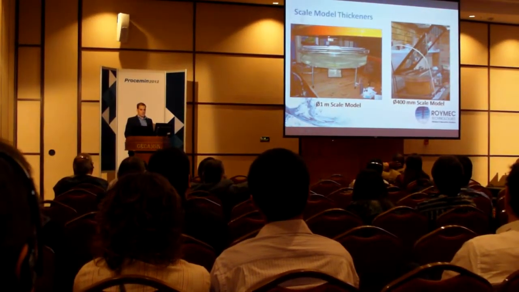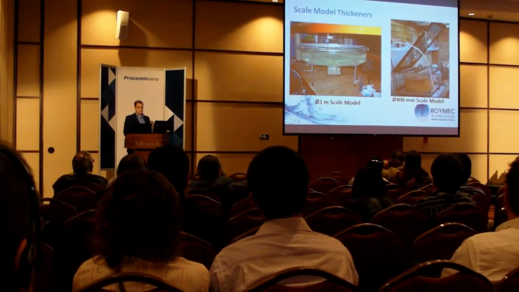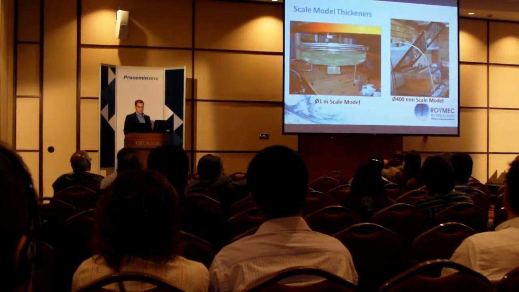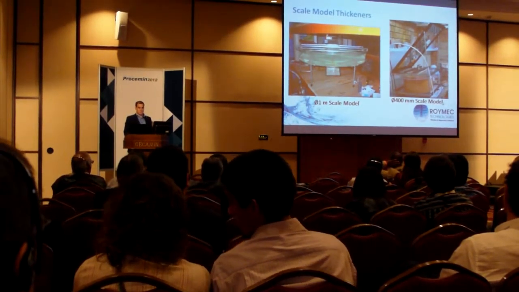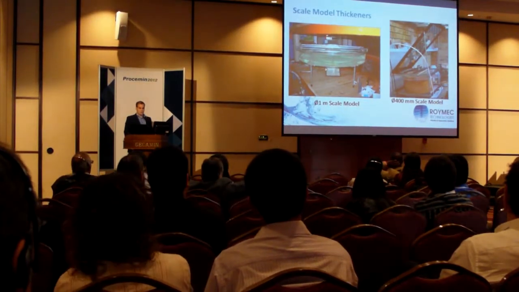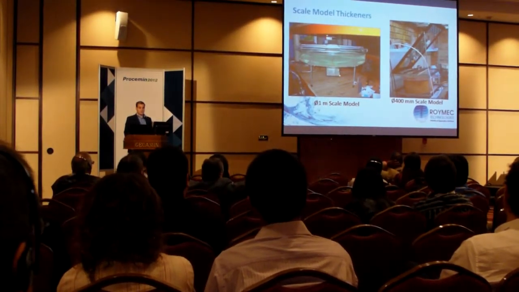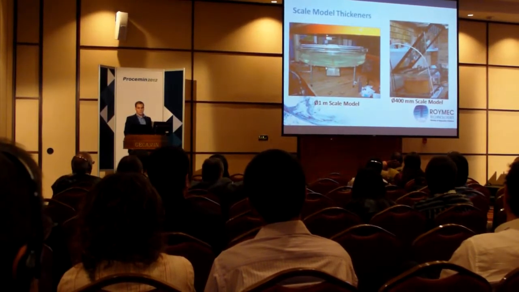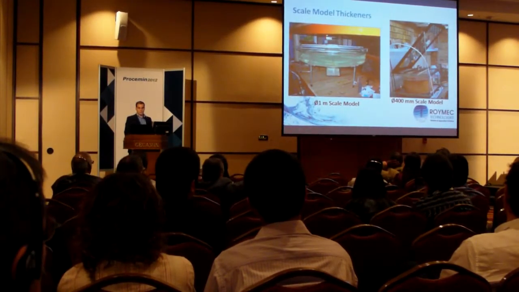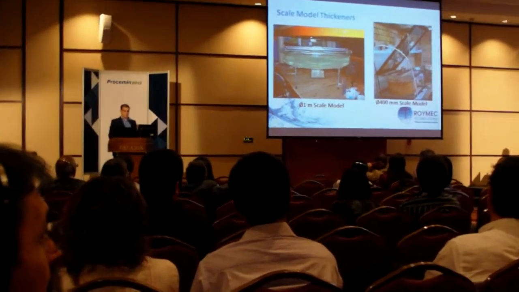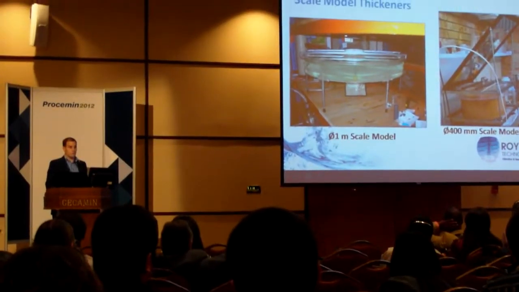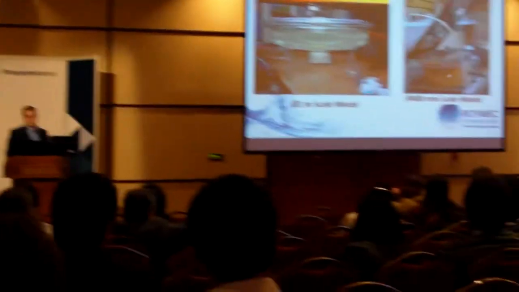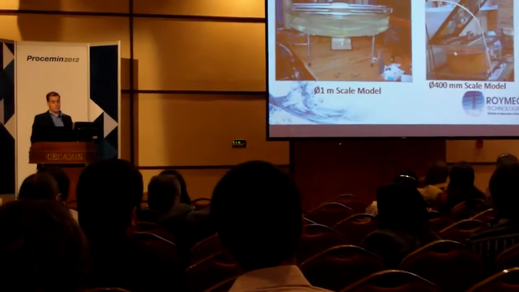For the scale model thickeners, we used two types: a 1 meter diameter scale model, shown here, and a 400 millimeter scale model, shown here. In both pictures, you can see a mirror tilted to 45 degrees underneath the 1 meter scale model, and on top of the 400 millimeter scale model. That means when filming from in front of the 1 meter scale model, or from this angle for the 400 millimeter model, you can have a simultaneous front and top view.